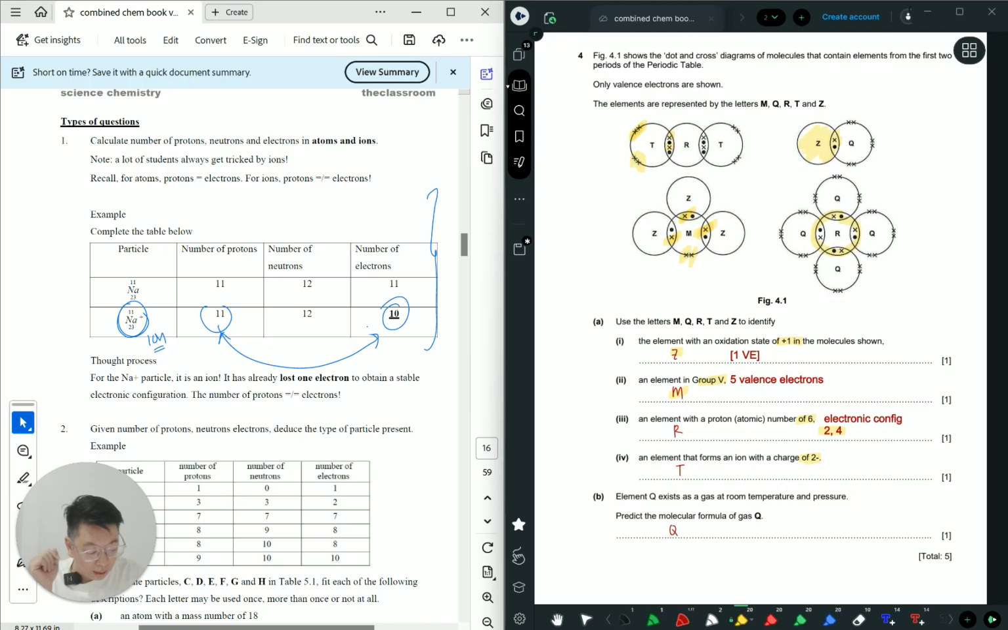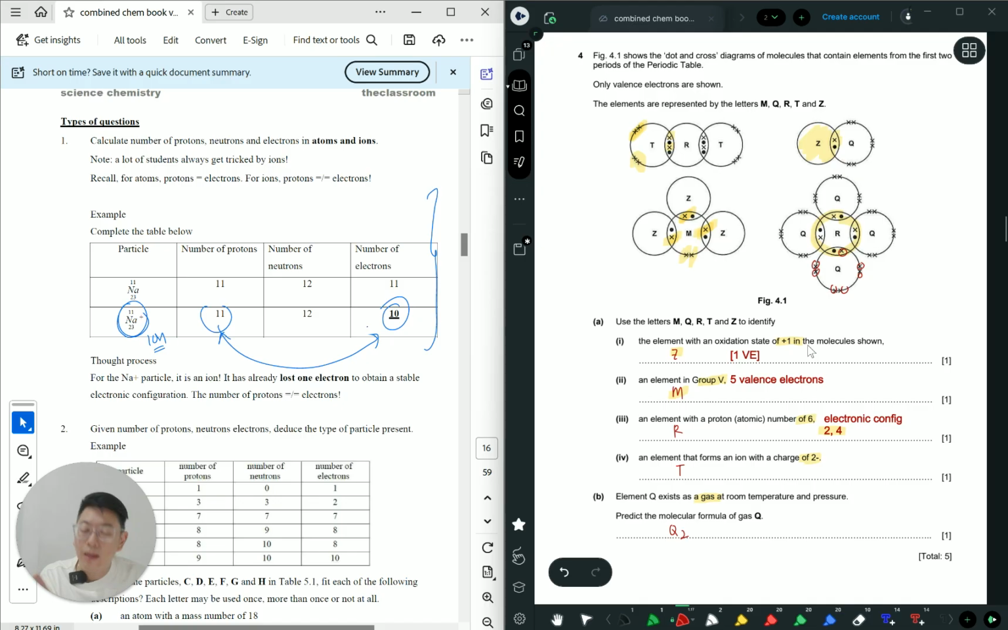Okay? Last one now. Gas. Element Q, gas. Predict the molecular formula of Q. Sorry, I made a mistake here. Now Q has 1, 2, 3, 4, 5, 6, 7. Q has 7 valence electrons. It is a halogen. It must be Q2. All halogens exist as diatomic molecules.